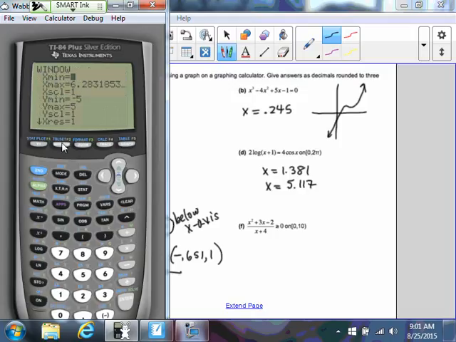So when we do our window, let's just make sure that we're going from 0 to 10. Okay, and it looks like only one place, right? So we're going to do a second trace. It's not quite at 0. So we're going to do left bound, right bound. All right, so it's at 0.562.